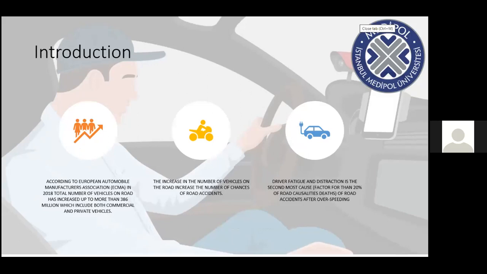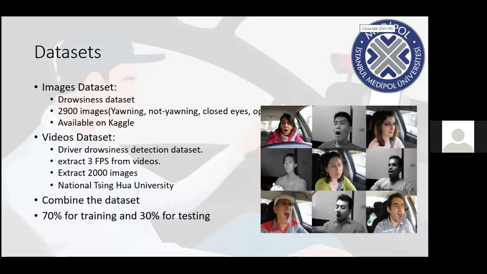According to the European Automobile Manufacturers Association in 2018, the total number of vehicles on the road has increased to more than 380 million, which includes both commercial and private vehicles. The increase in the number of vehicles on the road increases the chances of road accidents. Driver fatigue and distraction is the second most common cause after overspeeding, and it is a factor in 20% of road casualties. After the introduction, let's see the data set we use for this work.